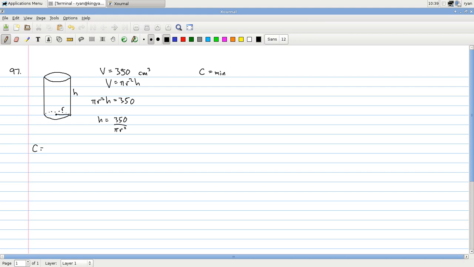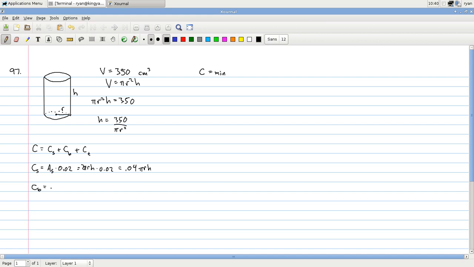So I know that the cost of this can will be the cost of the side plus the cost of the bottom plus the cost of the top. And we'll analyze each of these separately. The cost of the side will be the area of the side of the can times 0.02. That's the cost per unit area. Now the area of a cylinder is given by 2 pi rh. We multiply this by 0.02. So this says that the cost of the side of the can is 0.04 pi rh.